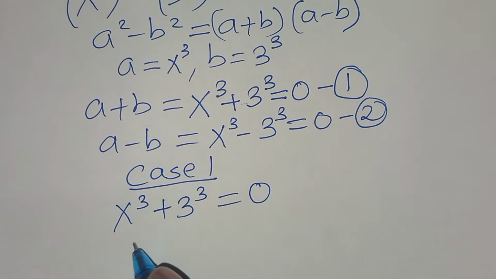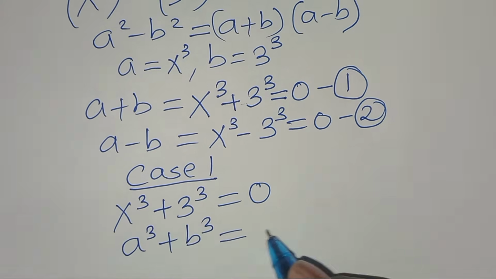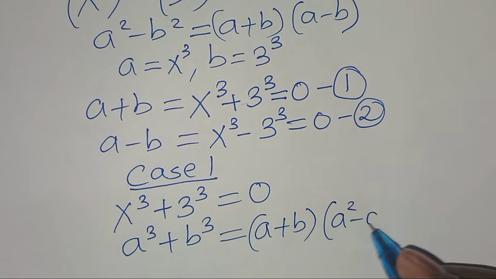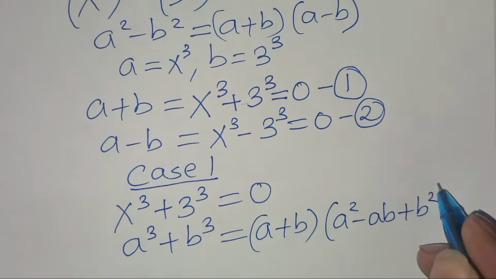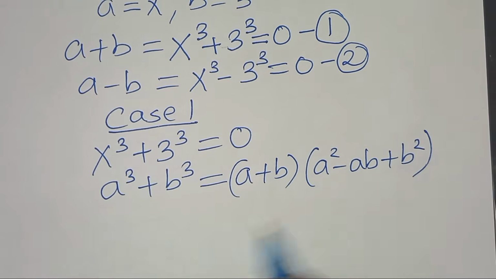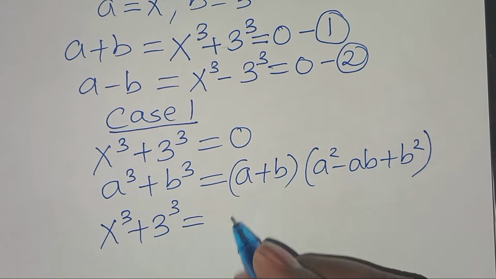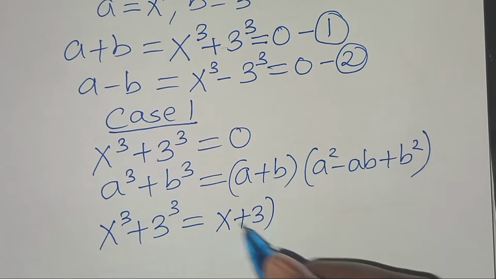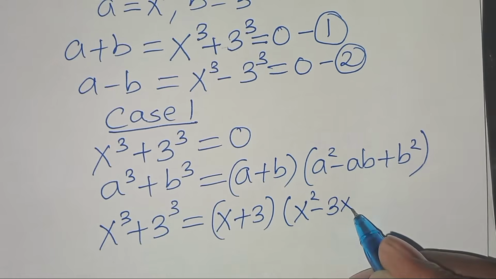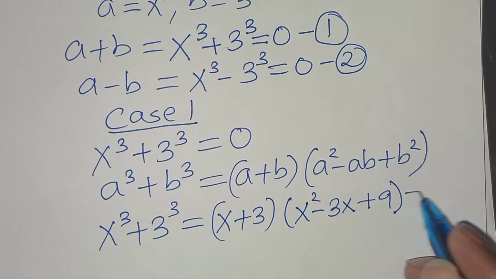Now this is actually the sum of two cubes, expressed as a cubed plus b cubed, which you can express as (a plus b)(a squared minus ab plus b squared). So the next step here, applying this identity, x to the power 3 plus 3 to the power 3 can be expressed as (x plus 3)(x squared subtract 3x plus 3 squared, which is 9), equal to 0.